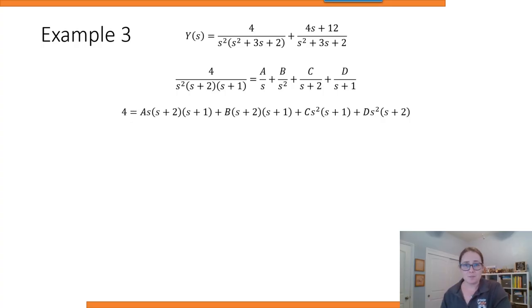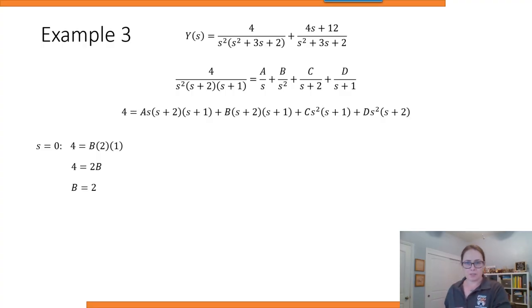The first one that jumps out at me is if I let s equal 0, 3 of these terms are going to zero out because 3 of them have an s or an s squared in them. So that's the first thing I'm going to do, let s equal 0. And so everything zeroes out except for the B term. And I get B times 2 times 1 if I'm plugging in 0 for s. And so that means that 4 is equal to 2B. Dividing by 2, I get B equals 2.